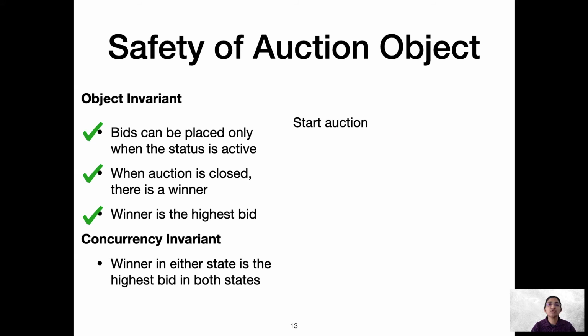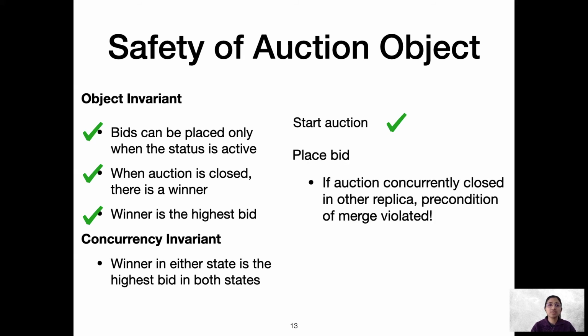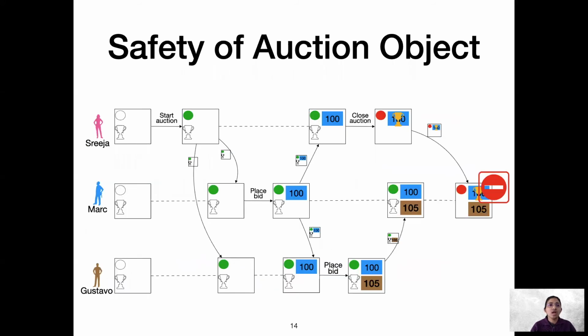The concurrency invariant states that the winner is the highest bid in both states. Starting an auction has no impact on this condition since it neither selects a winner nor updates a set of bids. But in the case of a place bid, we observe that a concurrent close auction may violate the concurrency invariant. Similarly for close auction, a concurrent placing of a higher bid also violates the concurrency invariant. We can observe that scenario in our earlier state evolution diagram. Here, we see the place bid and close auction happening concurrently, whose results merge into an unsafe state.